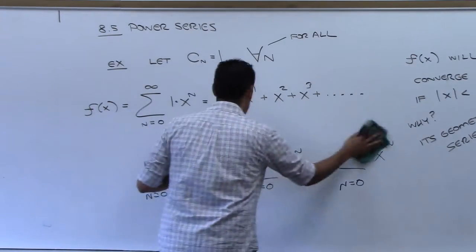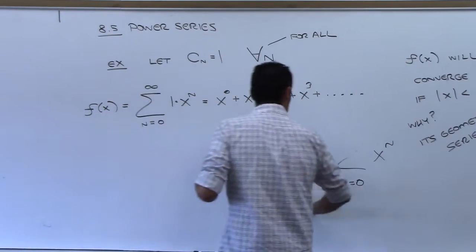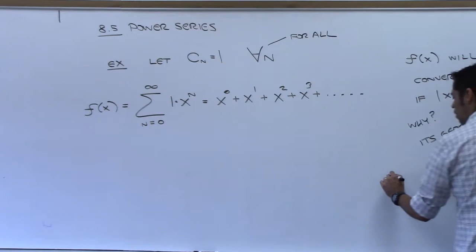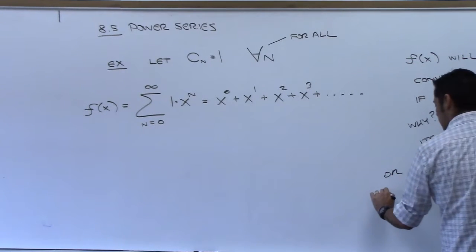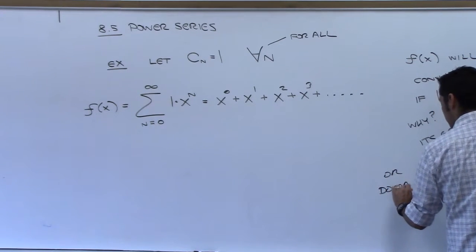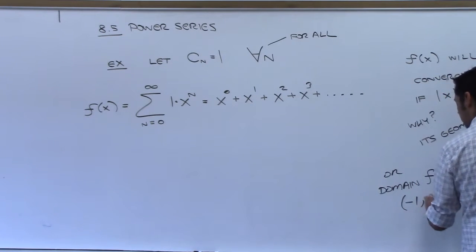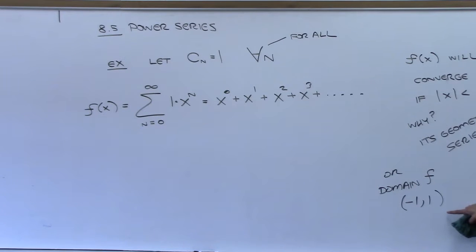Let's actually do this. This function will converge if the absolute value of x is less than 1, right? Or another way you could say this is that the domain of this function is anything in this interval. Doesn't that mean the absolute value of your number is less than 1, if you're in between -1 and 1? Isn't that what that means?